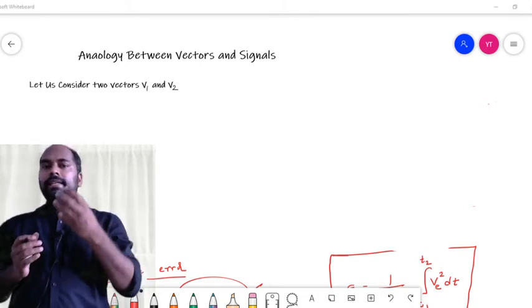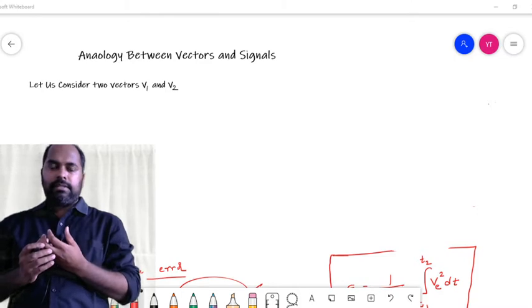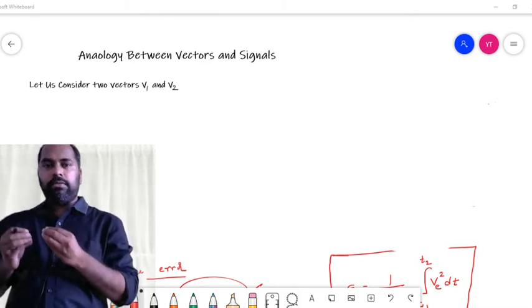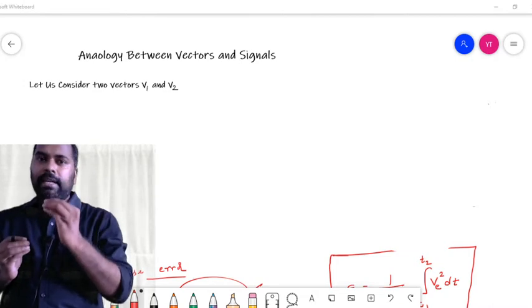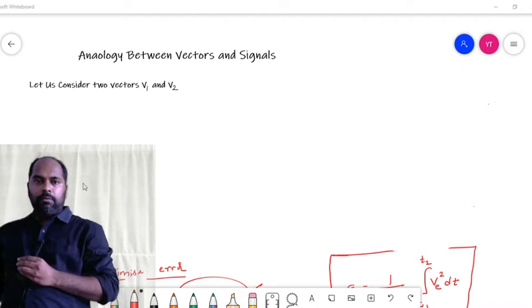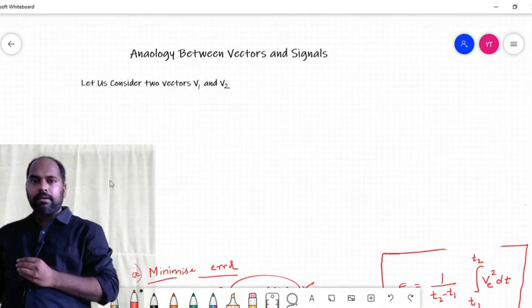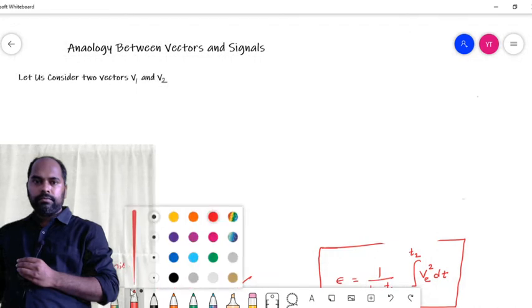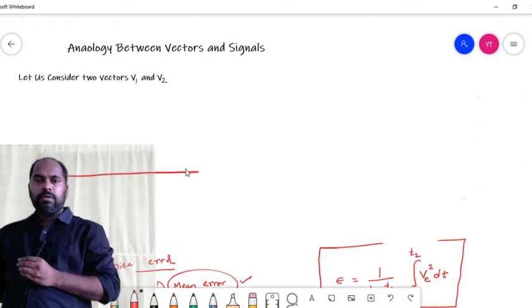So first, let us see what the concepts of vectors are. For this purpose, I am going to take two vectors, vector v1 and vector v2. Now I am going to take vector v1, one vector and another vector making a certain angle, which we will call theta. So this is vector v1, and another vector v2.